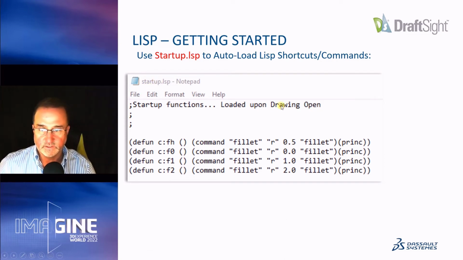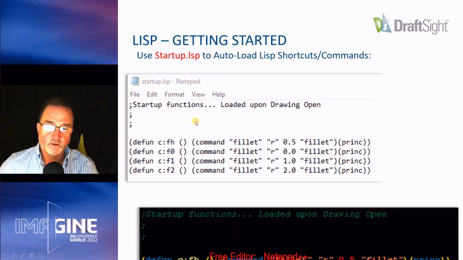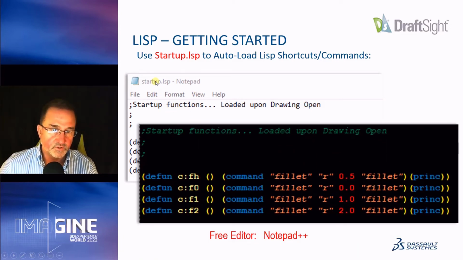If I use a semicolon, that's just a comment line, and there it is. It's sitting in startup.lisp. If I put the startup.lisp Notepad file in any of my support directories, it will automatically load up when I start a drawing. Very convenient. So these would be automatically available to me because they're in my startup. Now, I talked about Notepad++. The difference between using Notepad or Notepad++, like I said, it's a free editor. It gives me the ability to color code. And so here I noticed, my commands are in blue, my text, my strings are in orange, my numerical values are in red, and so on.